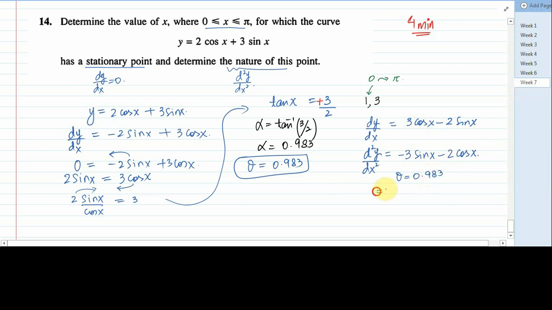So theta we have is 0.983. Now it will be minus 3 sin 0.983 minus 2 cos 0.983. We can find the value of these two functions. So sine of 0.983 times 3 gives you the value of minus 2.5, minus cos of 0.983 times 2, it will be minus 1.11. So when you add these two, you will get minus 3.6. Since your answer is negative, that means it is a maximum.